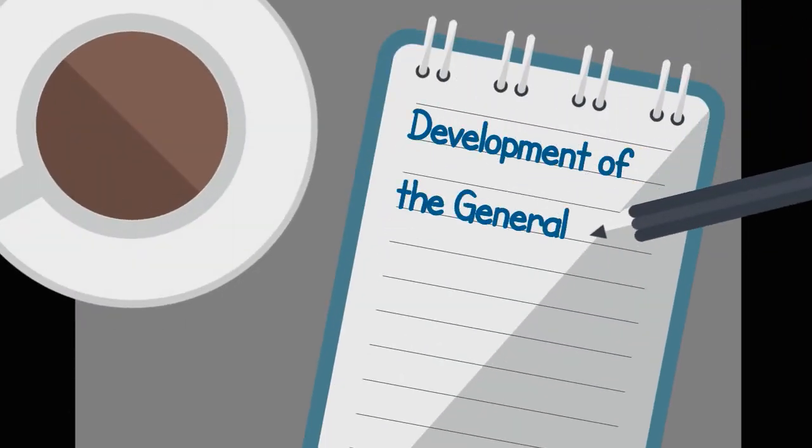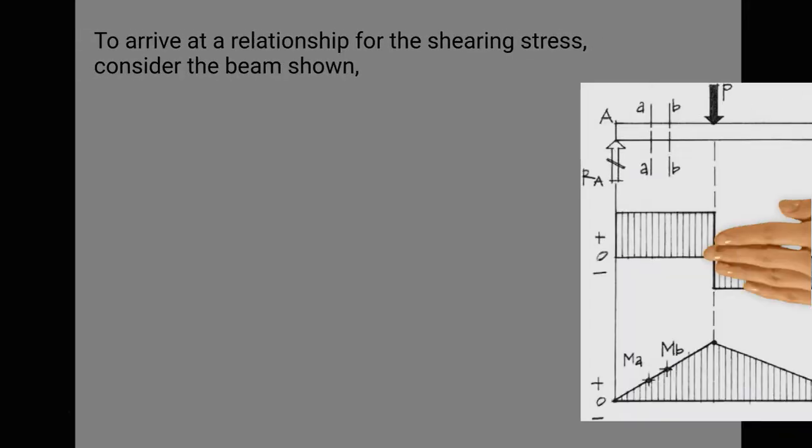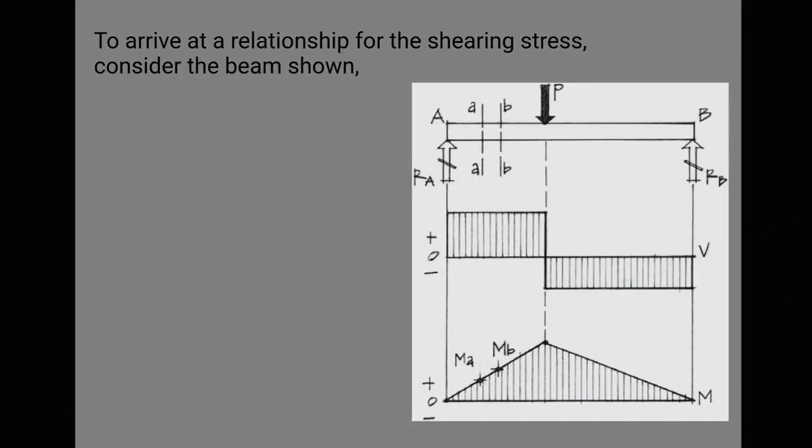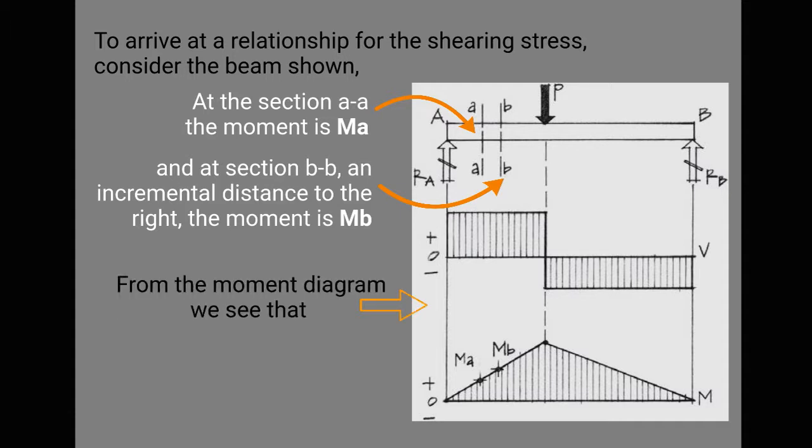Development of the general shear stress equation. To arrive at a relationship for the shearing stress, consider the beam shown. At section A to A, the moment is MA. And at section B to B, an incremental distance to the right, the moment is MB. From the moment diagram, we see that MB is greater than MA.